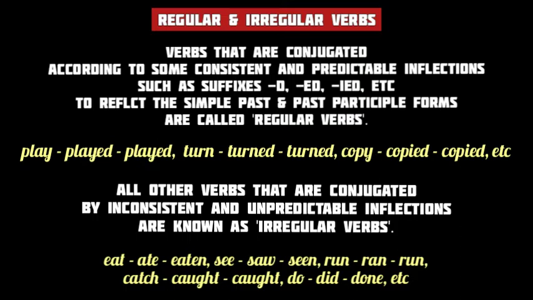For example, eat to ate and eaten, see to saw and seen, run to ran and run, catch to caught and caught, do, did, done, etc. We notice that verbs such as eat, see, run, catch, do, etc. undergo irregular or inconsistent inflections, so they are called irregular verbs.